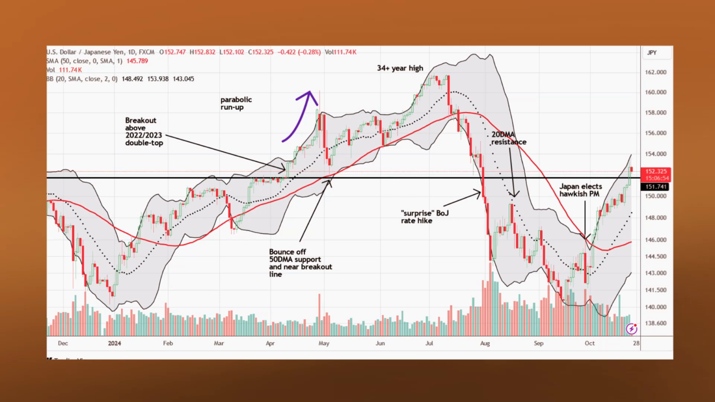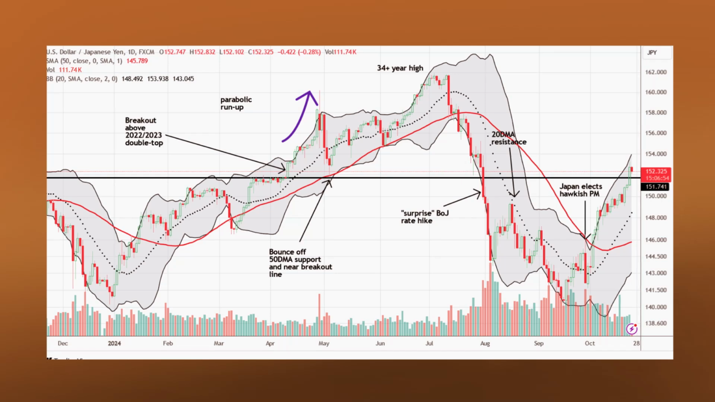The one from 2022 and 2023. Exactly. So it carries a lot of weight in terms of potential support. Okay, so the big question is, does it hold? It does. In July, USDJPY finds support right at that black horizontal line. So it prevents a further breakdown. Exactly. Now, why is that so significant?